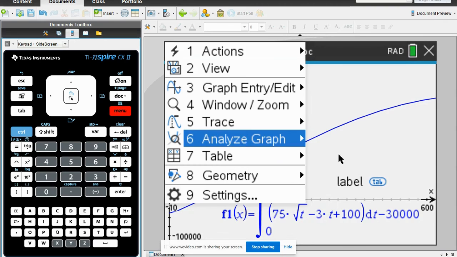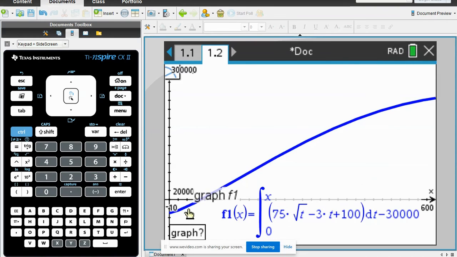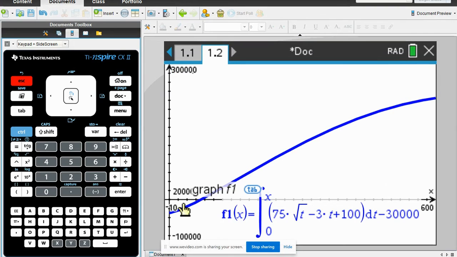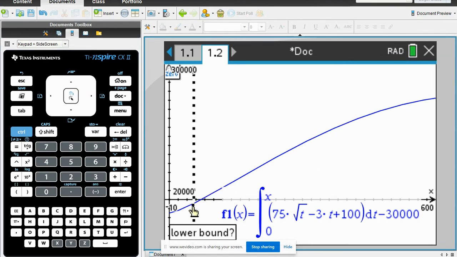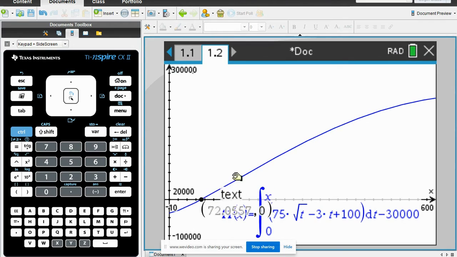Now I can go menu, analyze graph, intersect. Pick this graph. Oh, not intersect, sorry, zeros. Menu, analyze graph, zero, left, right, and I get this. And if I check the answer key, see, yep, 72.0, so 72 minutes. Looks like we're good.